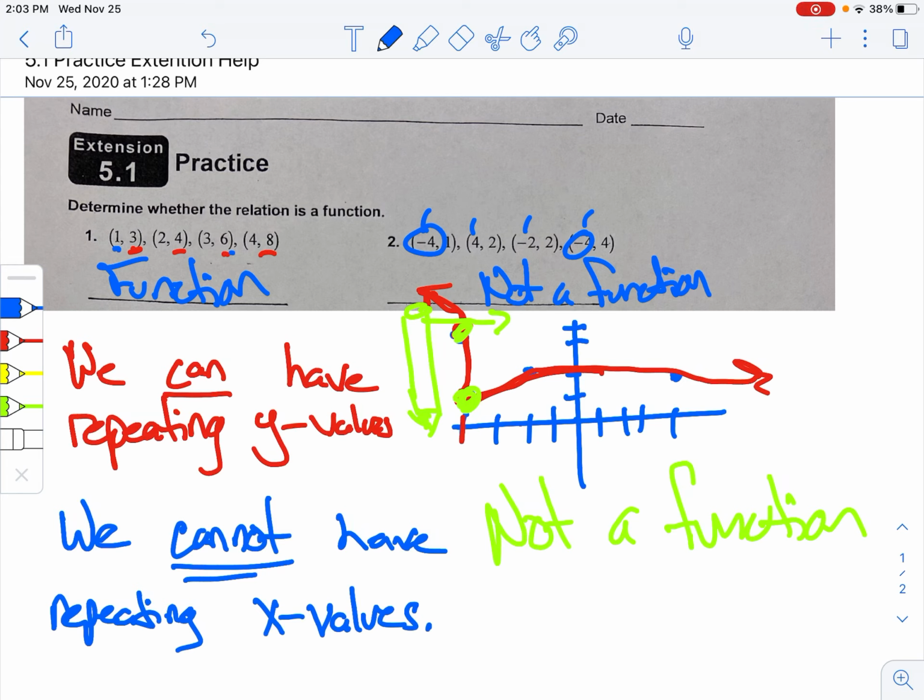If you're ever not sure, when you're going through this, like for number 1, if you look at this and you're like, I don't know if this is a function or not, you can graph those points and then just use the pencil test like we talked about right here. Graph those points, run your pencil across. If your pencil ever hits 2 of those points at the same time, then it's not going to work. But if it doesn't, then we have a function. So hopefully that clears things up and helps as you go through this extension.